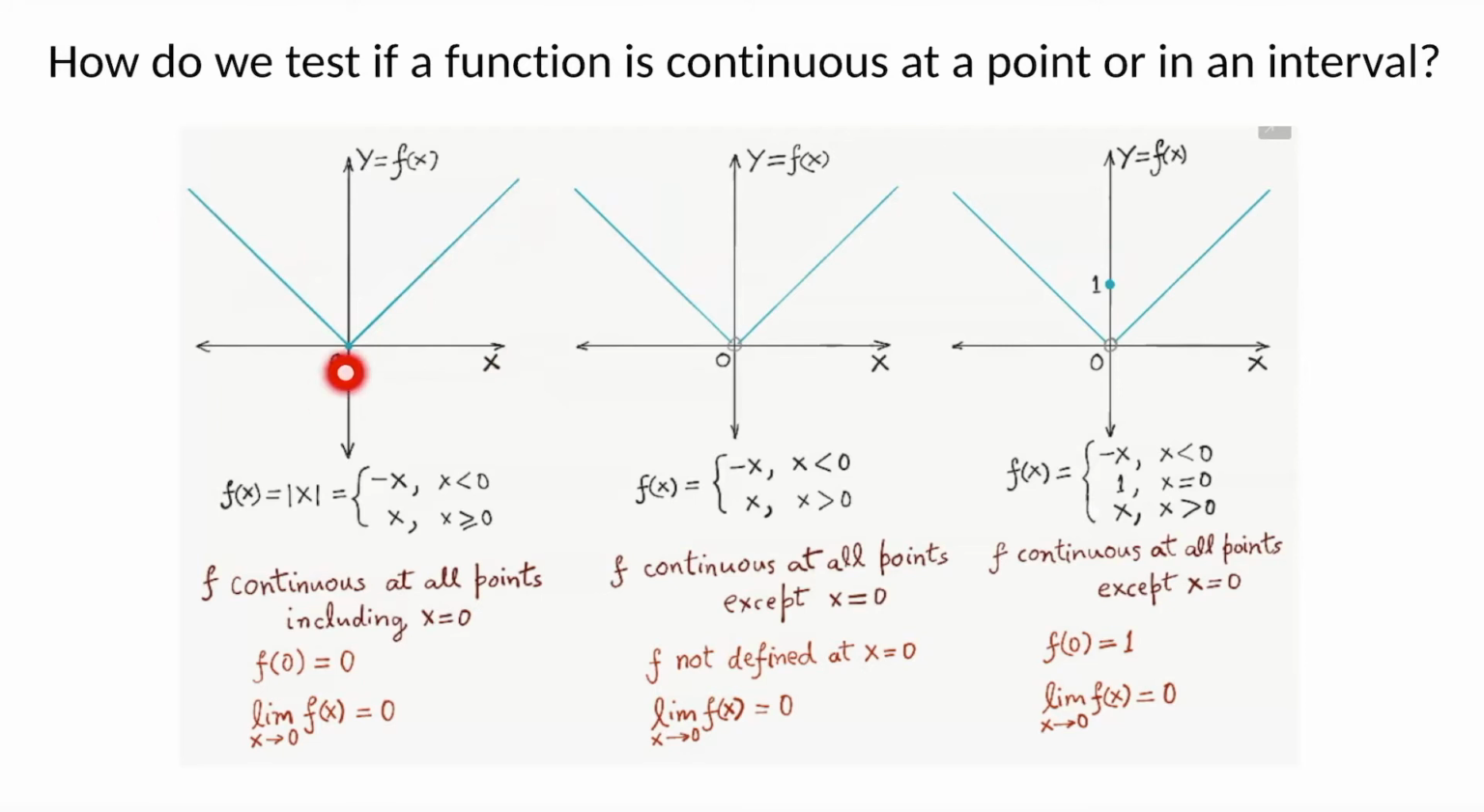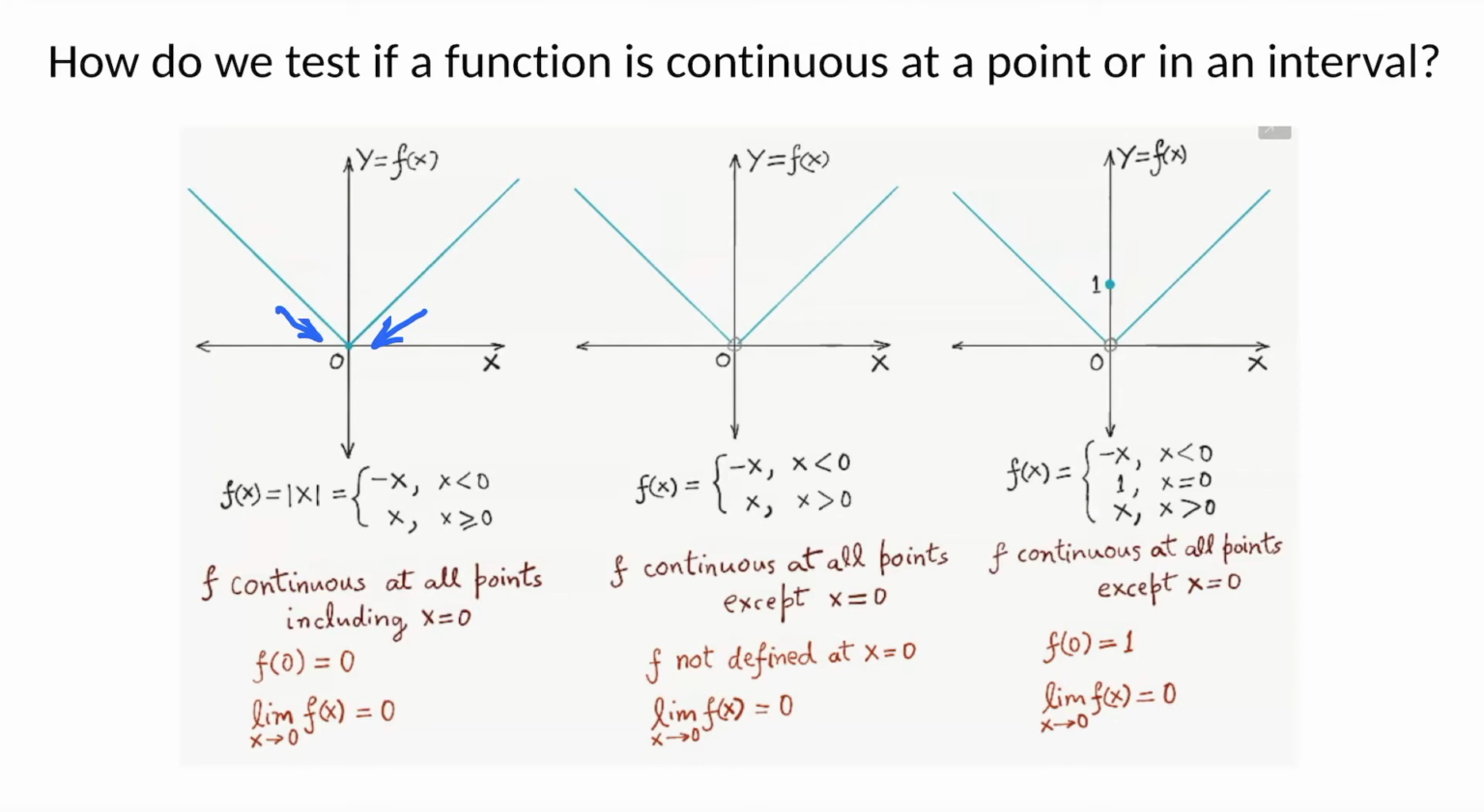To do that, we apply the same tests. We see that the function does take a value at x equal to 0, which is 0, and the limit of the function as x approaches 0 also is the same value, which is 0. We can see that from the graph as well. As we approach x equal to 0 from the left hand side and from the right hand side, the function value seems to approach 0, which is the value of the function at x equal to 0.